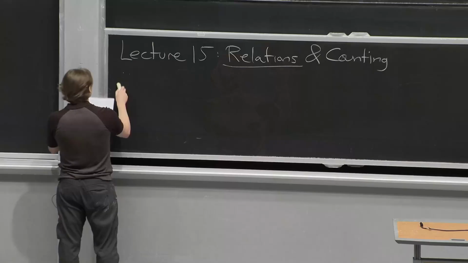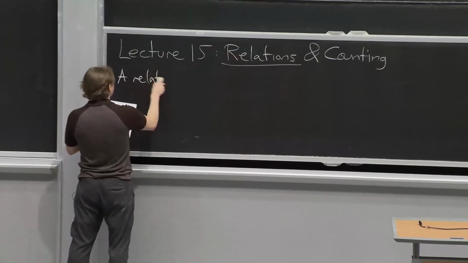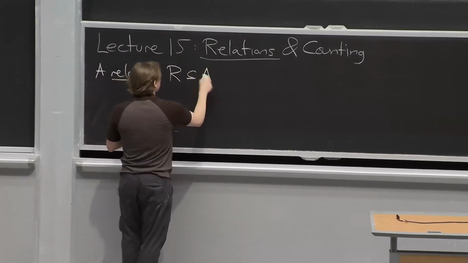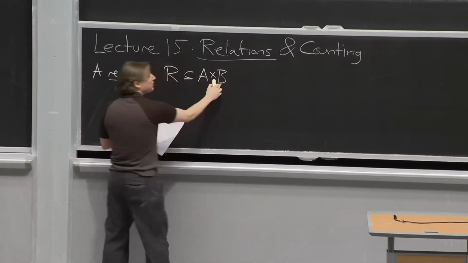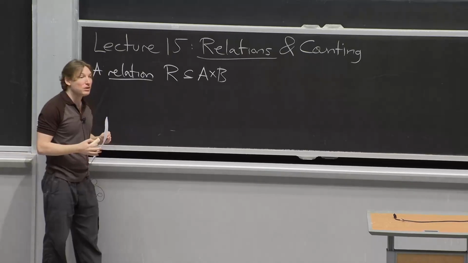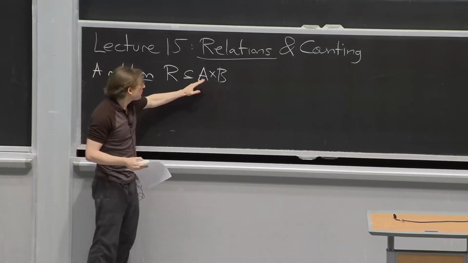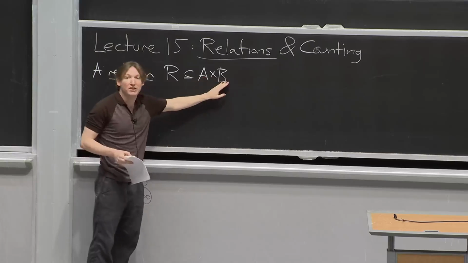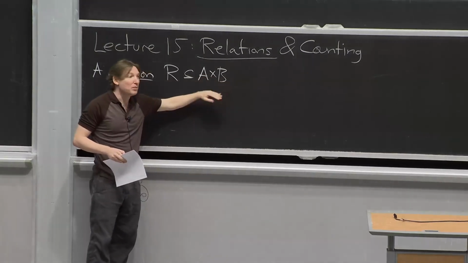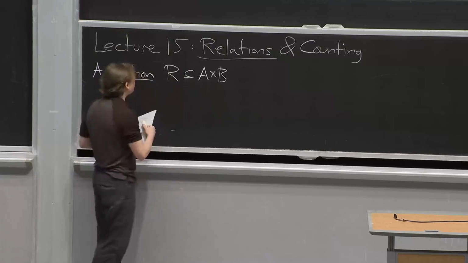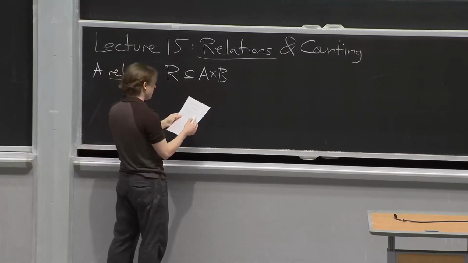So a relation R is a subset of A cross B. A and B are sets. They can be any sets you want. R is going to be a subset of pairs, where the first element is taken from A, the second element is taken from B. It might be all the pairs, none of the pairs, some subset of the pairs. All we know is that we need all three of these pieces of data.